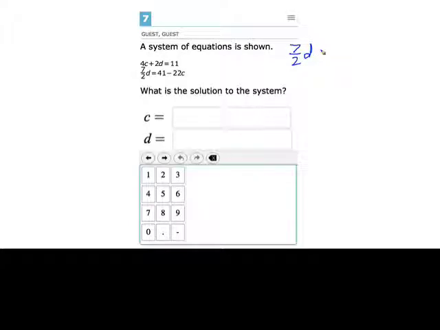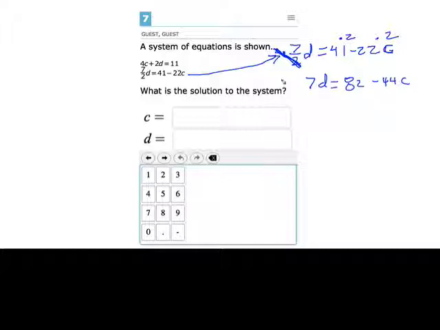Seven over 2 d equals 41 minus 22c. All I did was just rewrite the problem. Now, I don't like that fraction there. There's always a way to get rid of a fraction. That's to multiply everything times the denominator. So we're going to do that. That gets rid of the denominator. 7d equals 82 minus 44c. Great. Now I'm just going to divide by 7, divide by 7, divide by 7.